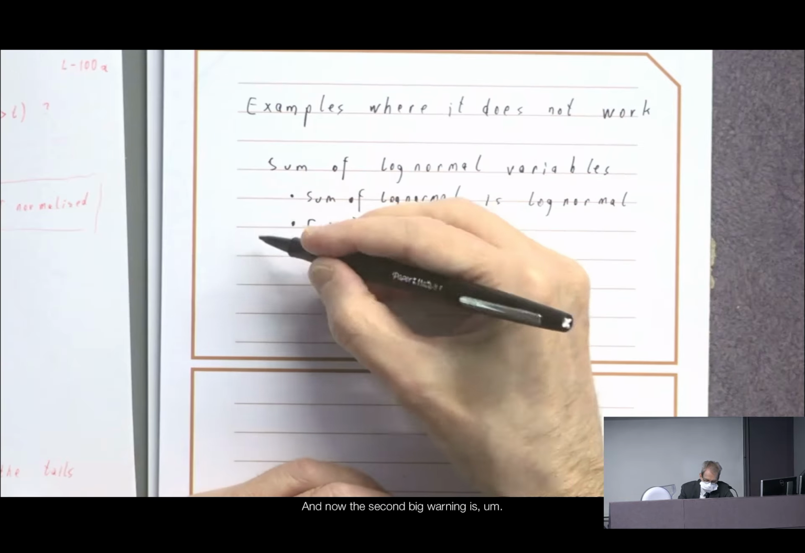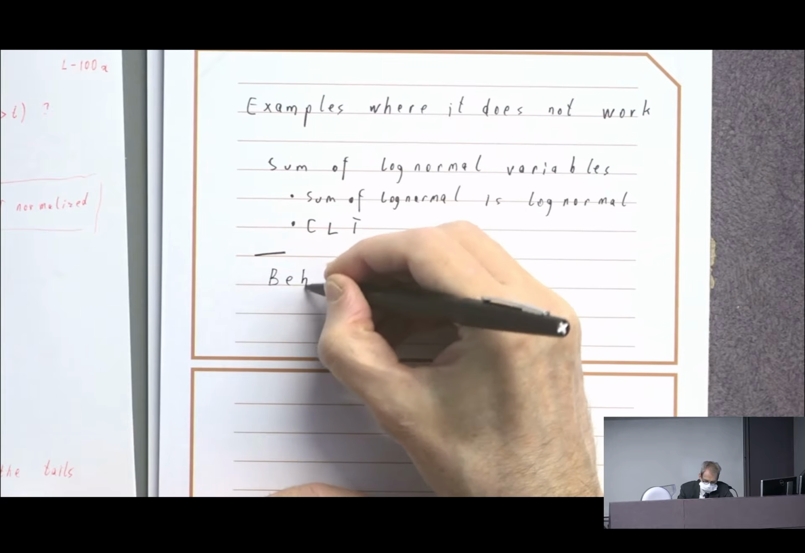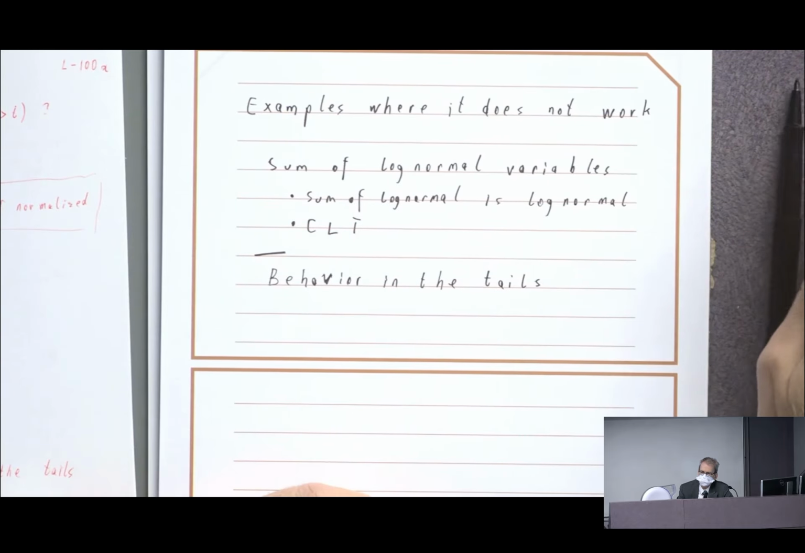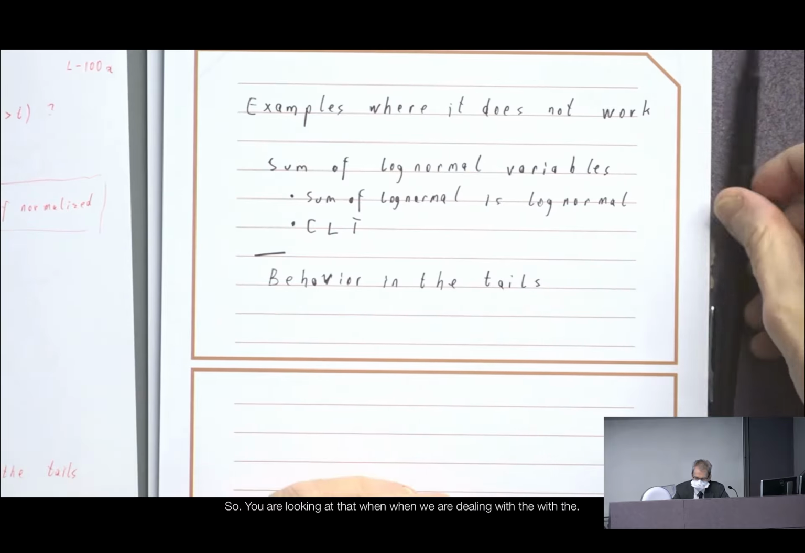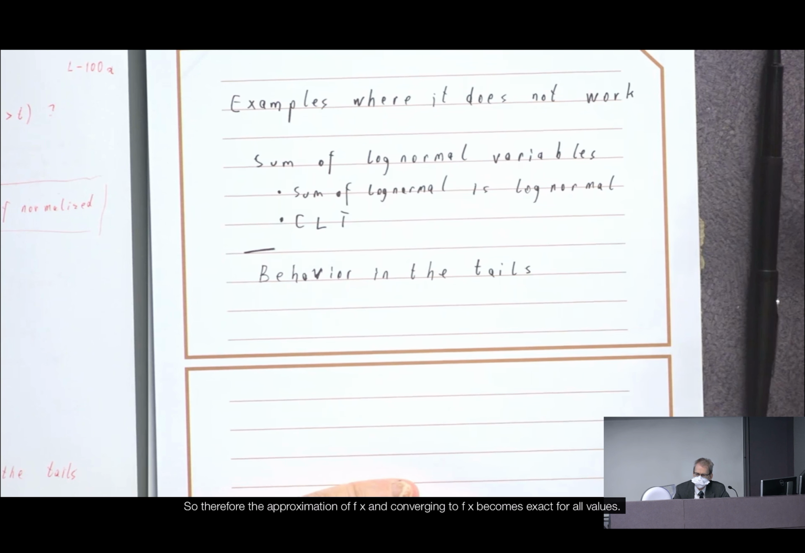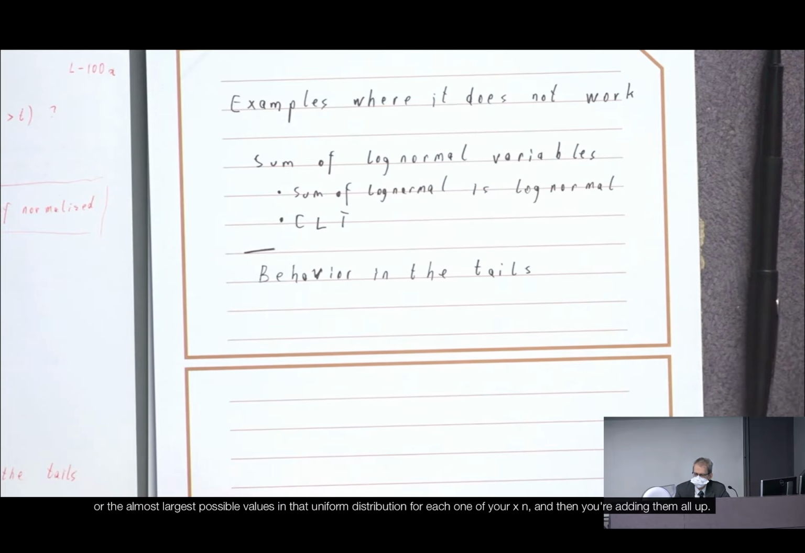And now, the second big warning is the behavior in the tails. When we're dealing with the CLT, again, we're saying we have infinitely many terms in our sum. So the approximation of Fxn converging to Fx becomes exact for all values. But if you're thinking about what happens far out in the tails, under what circumstances does, for example, the sum of uniform random variables give you something that's out in the Gaussian tails? Well, it has to happen that you are picking very large values, or the almost largest possible values in that uniform distribution for each one of your xn, and then you're adding them all up.